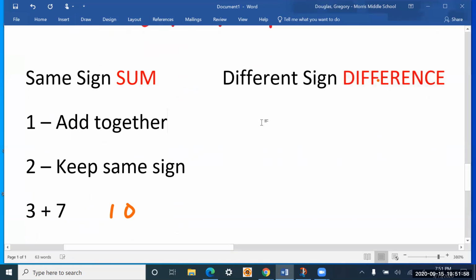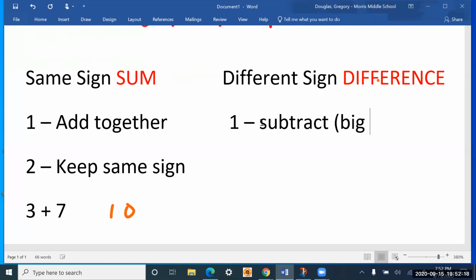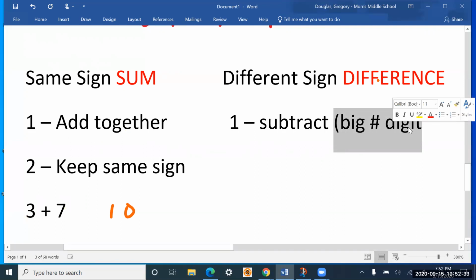Okay, so for a different sign, all you do is 1, subtract. Now we could throw in vocabulary words, and if everybody's not 100% learned that yet, it gets a little confusing. So we just like to say subtract, and we do the big number, and I like to call it digit, because I'm not talking about the symbol that's in front of it. I'm not talking about the value, whether it's a positive or negative. We'll just do the big digit, and I can see that's going to bleed over to the next line.